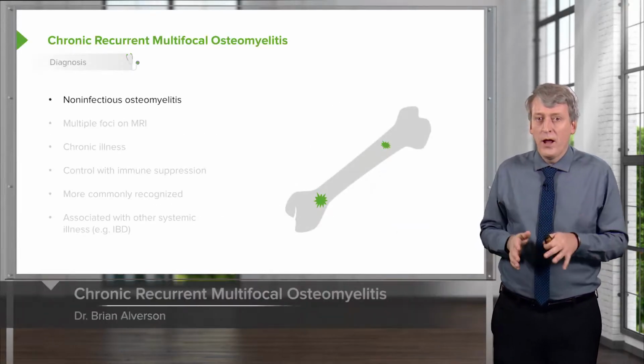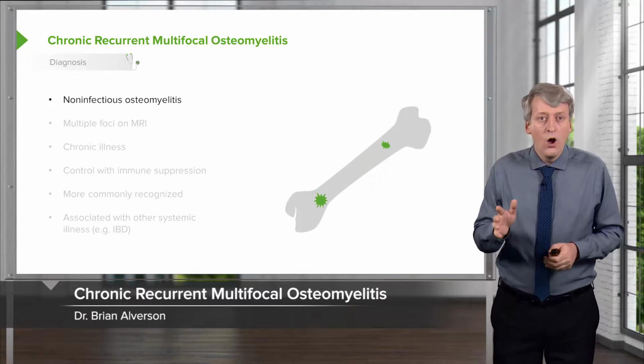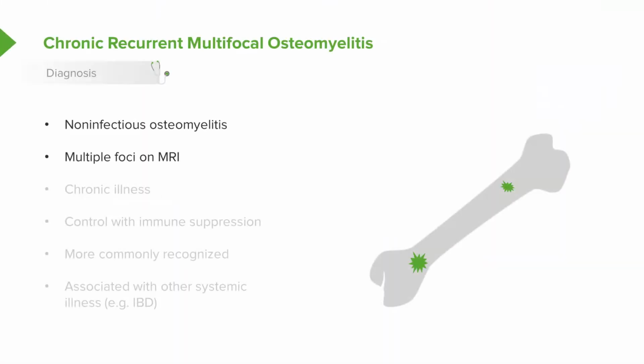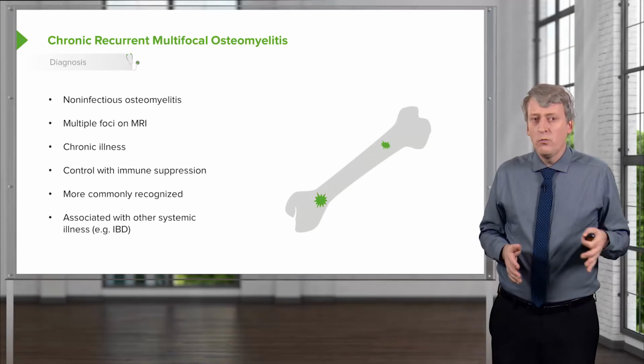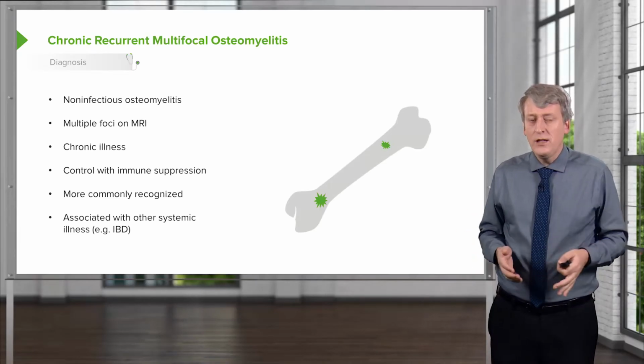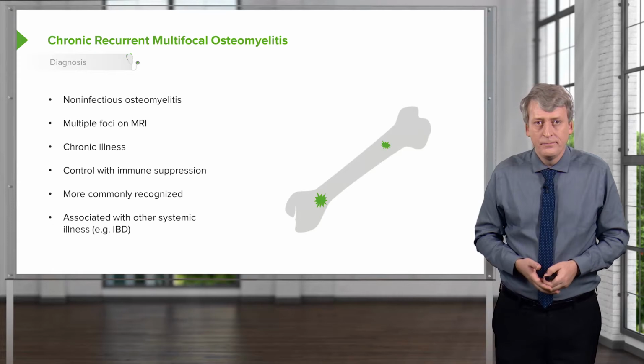Let's talk a little bit about CRMO quickly. This is a non-infectious osteomyelitis. Usually they have multiple foci, or they present with one osteomyelitis and then another, and we realize something's not right. These patients will not have any bacteria. This is not a bacterial illness. It's a chronic illness. It's controlled with immune suppression. And it's becoming more and more commonly recognized. It's generally associated with other systemic illnesses like IBD, but absolutely can happen on its own.